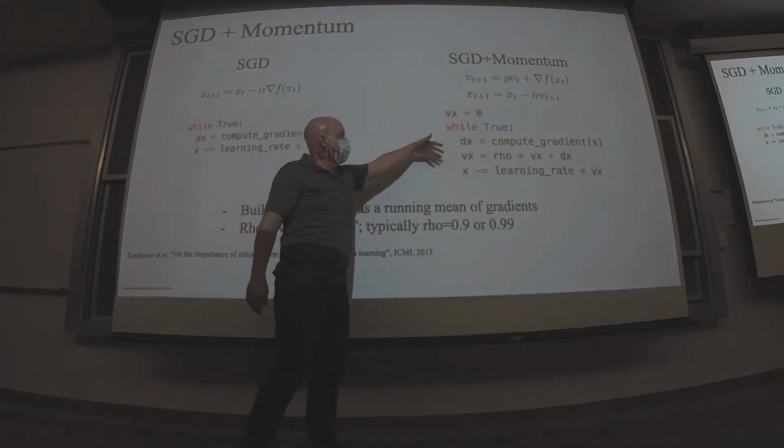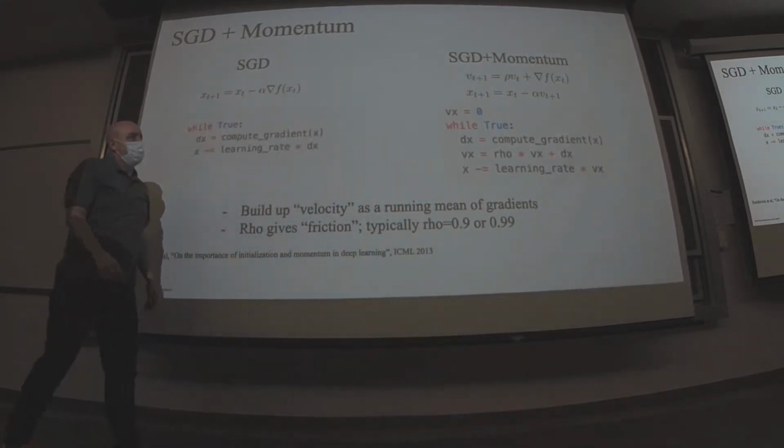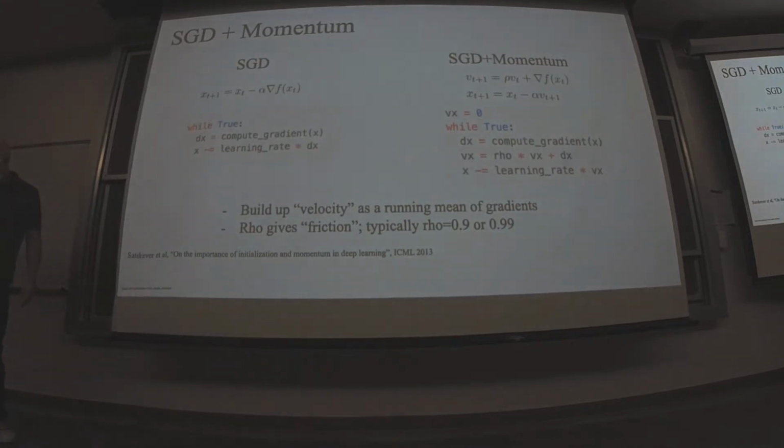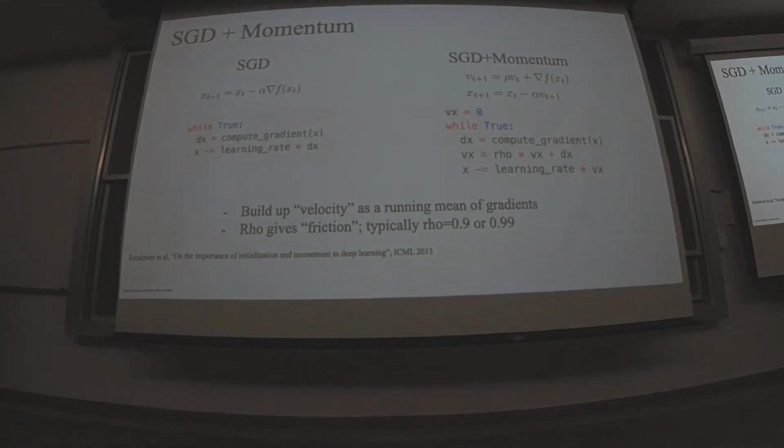And here's some pseudocode for that. But it's basically keeping the history of your previous gradients, biased towards the most recent ones. So why is that any good?